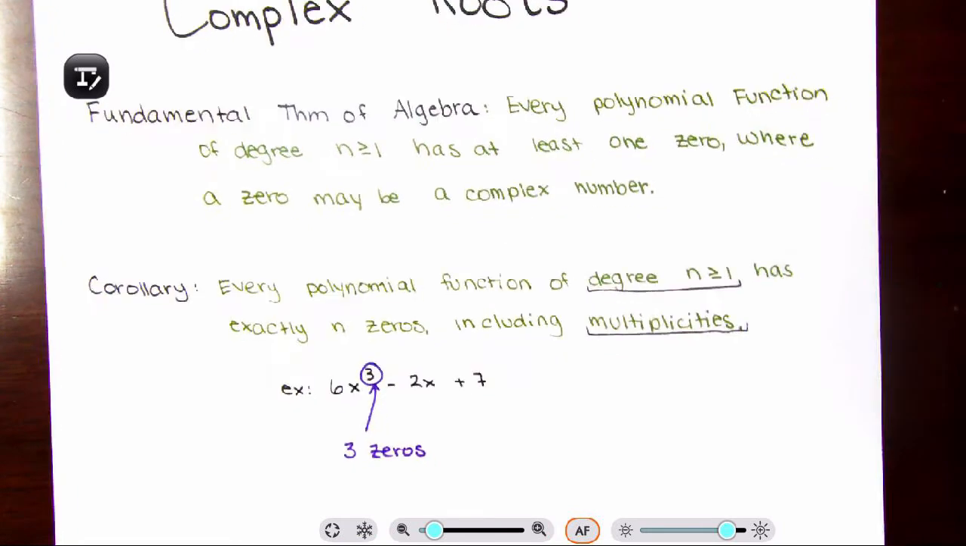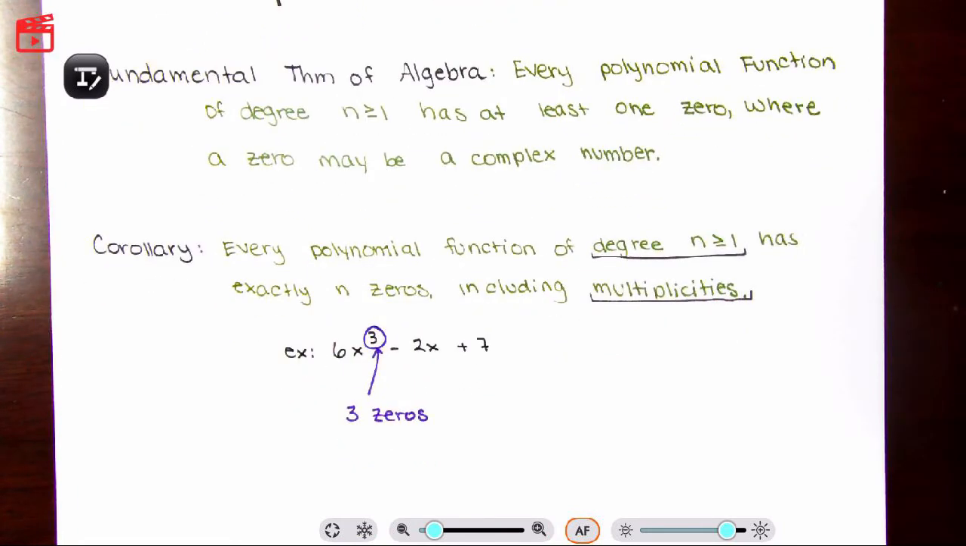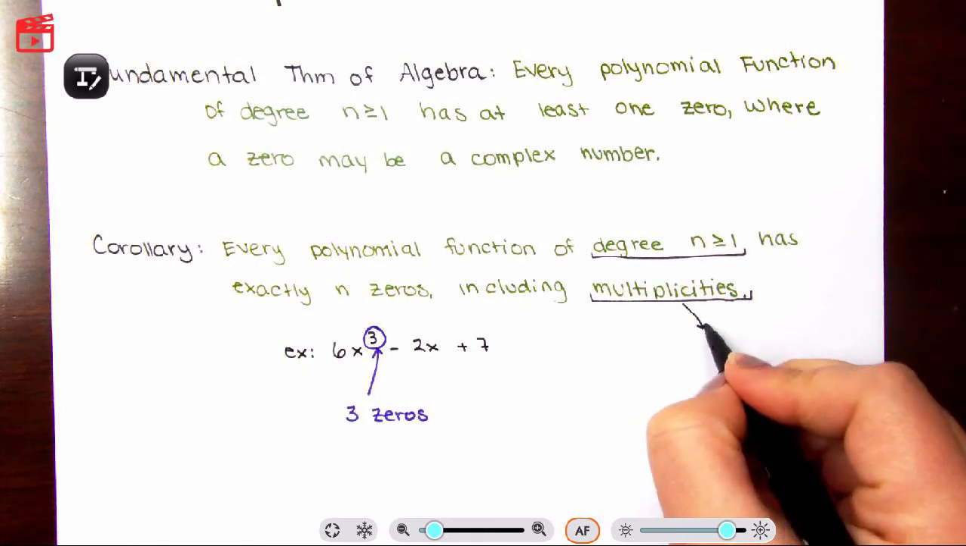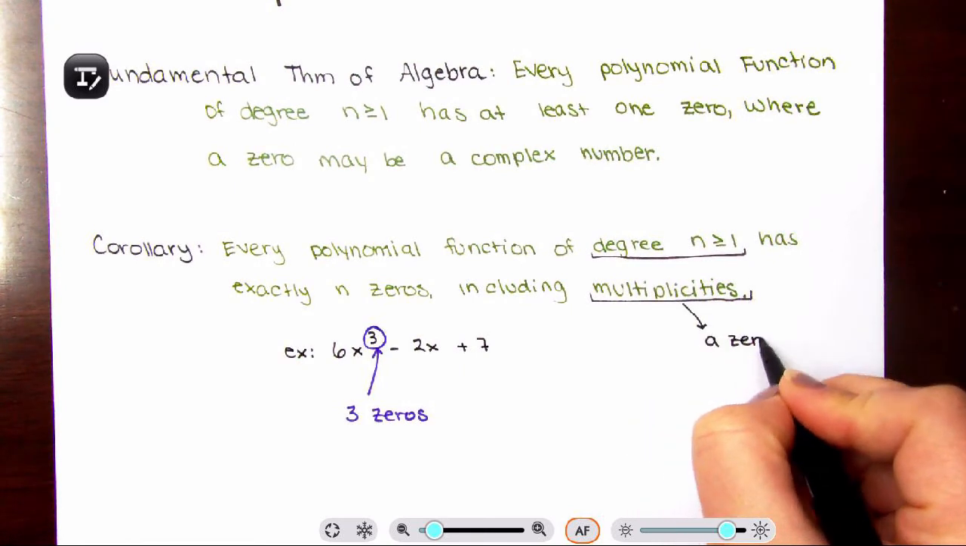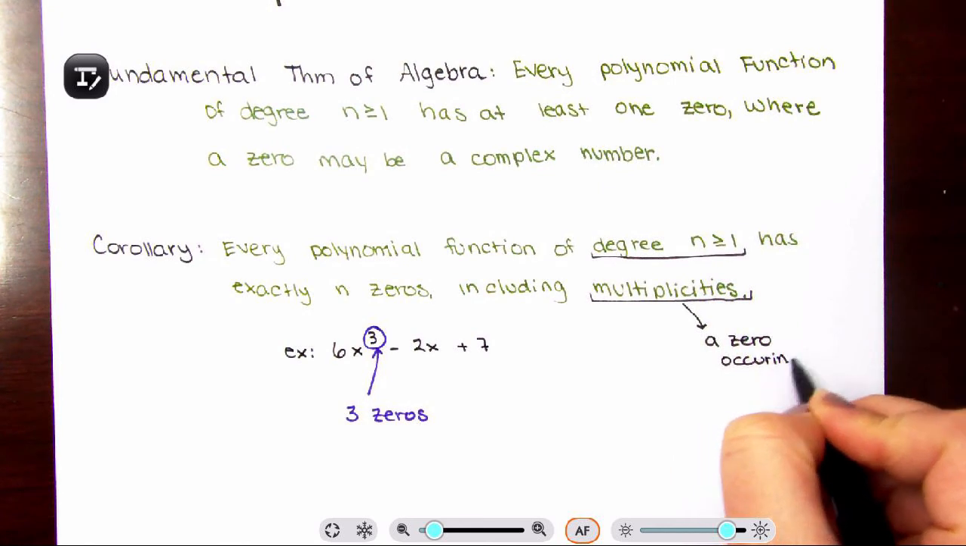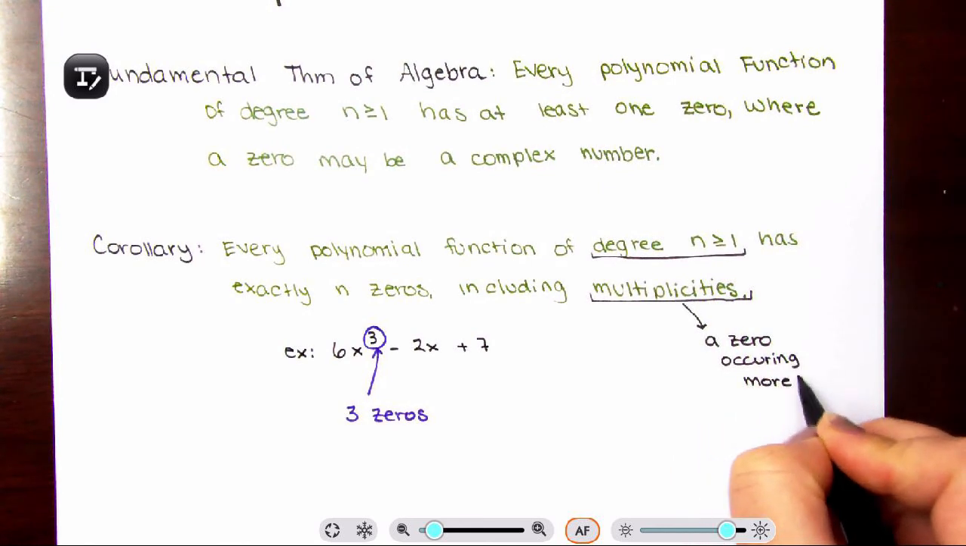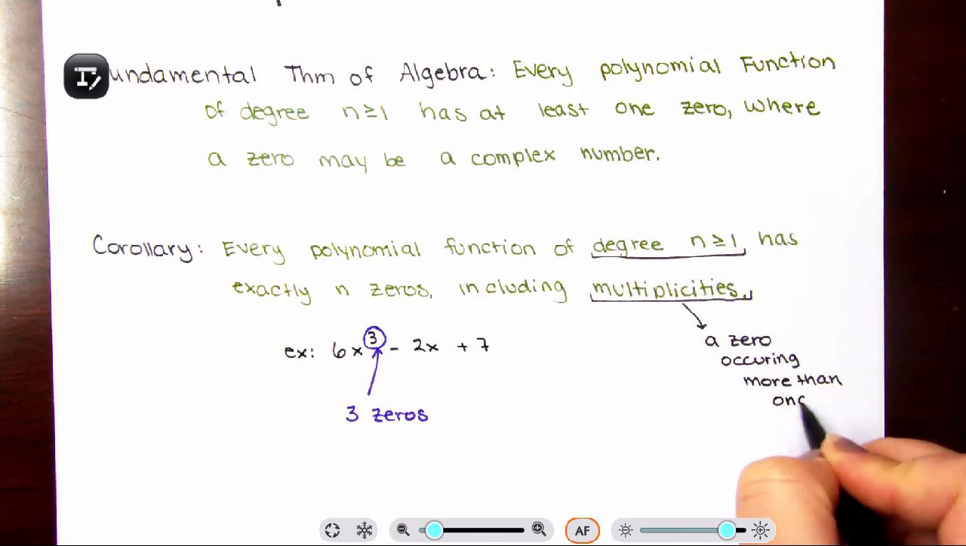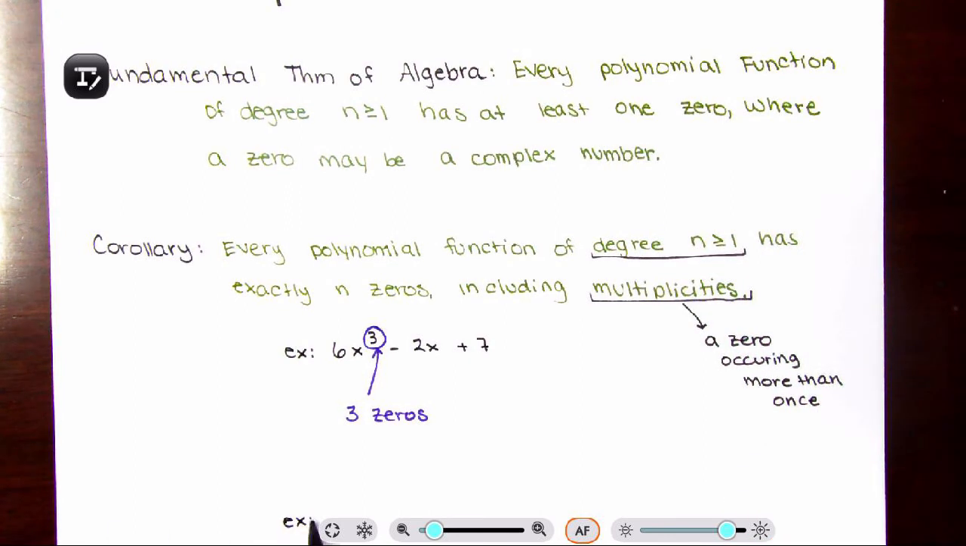And the options are you can have 3 real zeros, you can have 3 complex zeros, you can have multiplicities. Again, multiplicities is a zero occurring more than once. So let's say we have a factored form polynomial: 3x times (x minus 5) squared, (x plus 8) cubed, (x minus 1) to the 5th power.